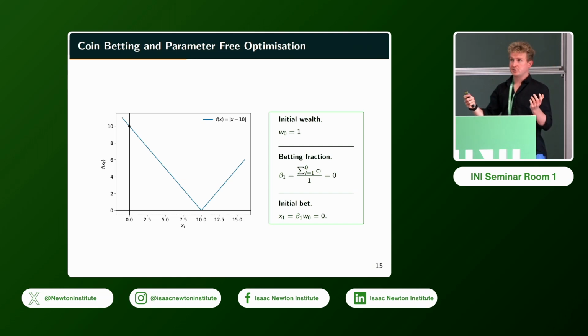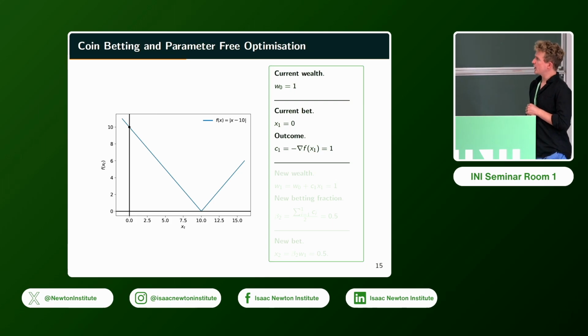The first thing we're going to do is calculate the betting fraction. In the first round, if you remember, the betting fraction was the sum of the previous observations divided by t. Thus far, we haven't observed anything, so our betting fraction is equal to 0. That means, of course, our initial bet is equal to 0. So in the first round, we're essentially not going to do anything, and that is the point plotted up there. So 0.